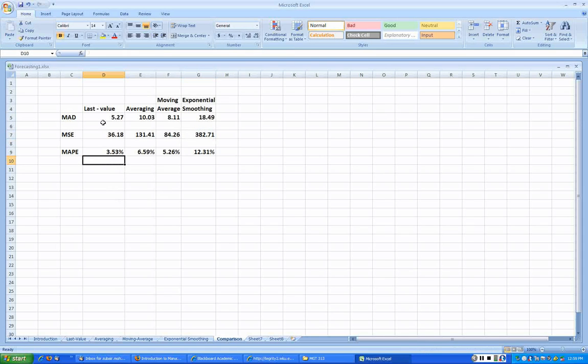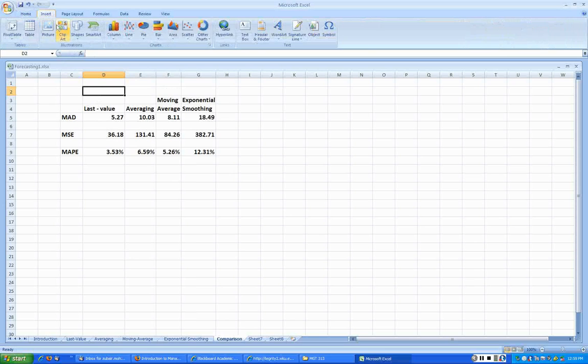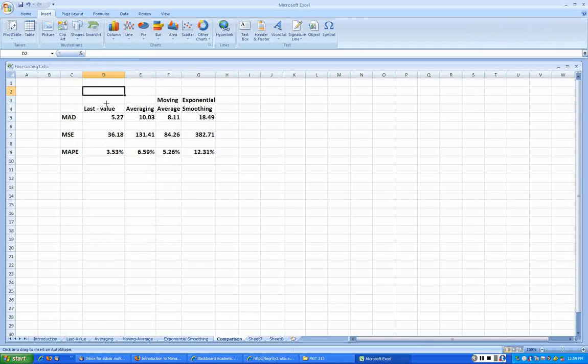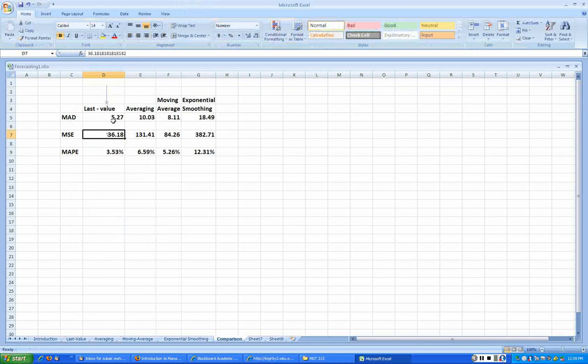In this case, for the last value method, the mean absolute deviation is 5.27, and for the averaging method it is 10.03, and 8.11 under moving average. Exponential smoothing is 18.49. So based on this characteristic, and of course it also has the least in terms of the other ones too, you would basically go with the last value method. Our decision would be to go with the last value method. That seems to be the best method in terms of the statistics that we have.